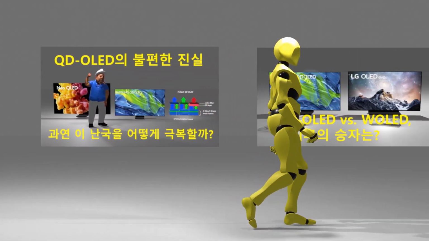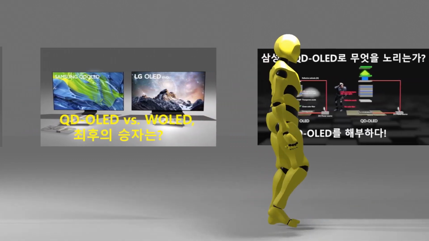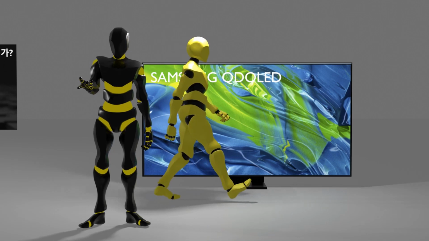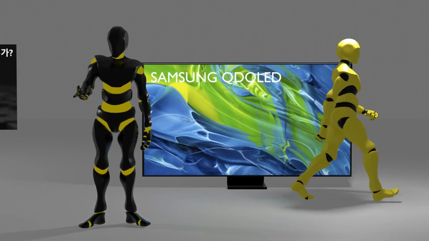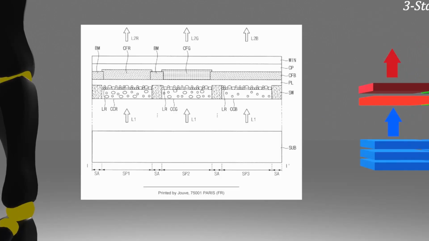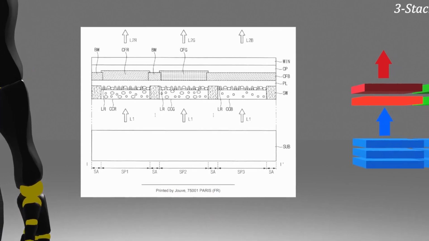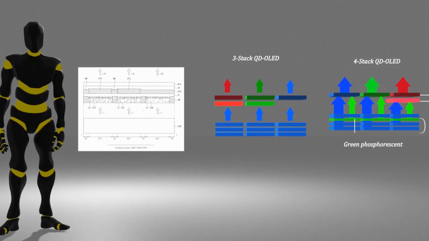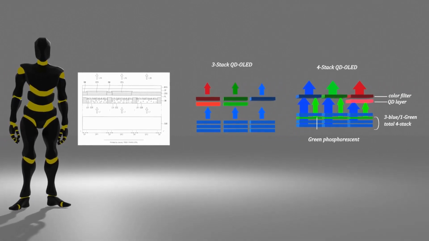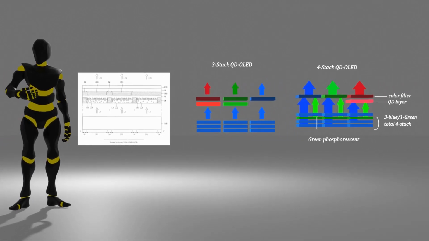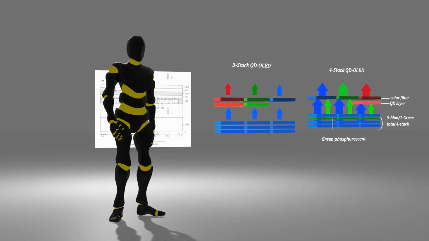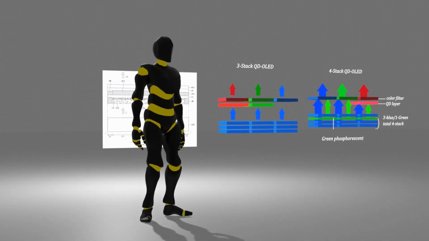Previously, we dealt with the potential and problems of QD-OLED through several videos. Today's video is about the detailed structure and principle of the QD-OLED panel produced by Samsung Display. In particular, we will understand the basic structure of QD-OLED through the latest patent related to Samsung Display's QD-OLED, which was released last month. Furthermore, we will look into the reason why QD-OLED had to choose the 4-stack structure of 1 green and 3 blue instead of the blue 3-stack structure, and the reason why the panel production is difficult.